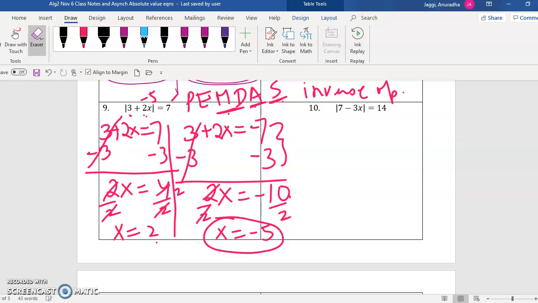Okay, now similarly here, when you solve the absolute value equation for x, you are going to check, is my left hand side only absolute value? That's true. Is the right hand side positive? That's true. Then you split it up.